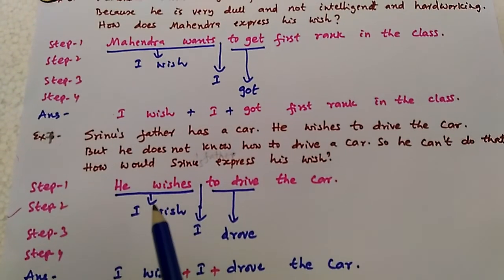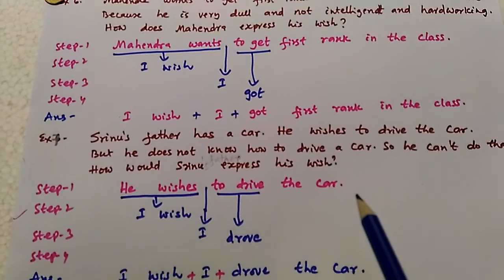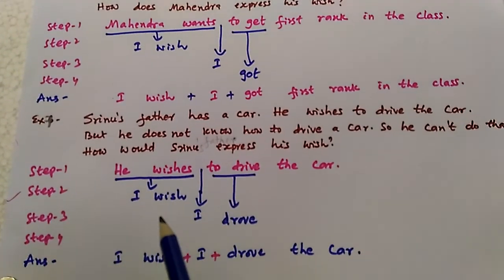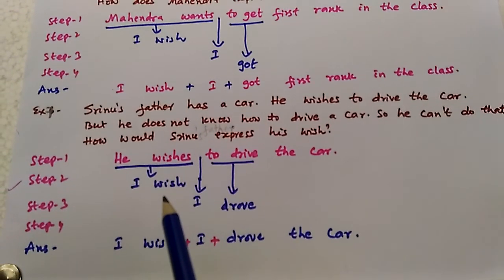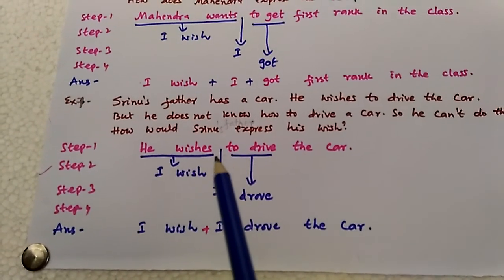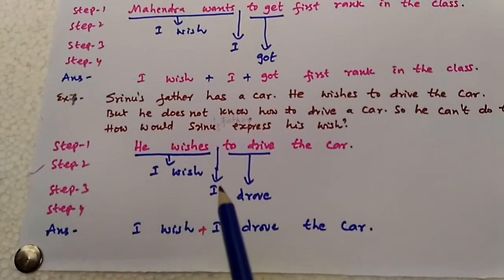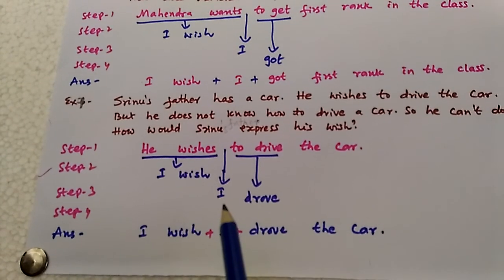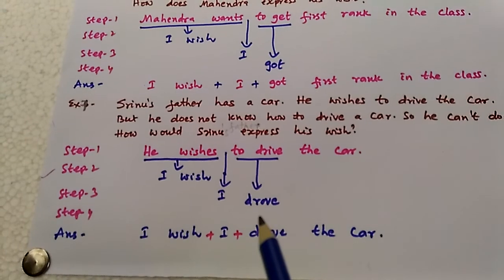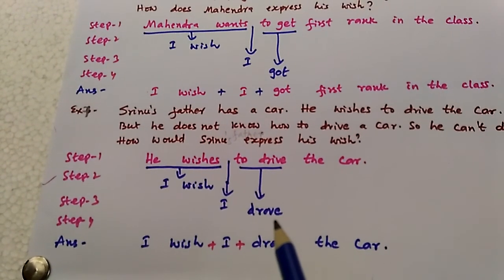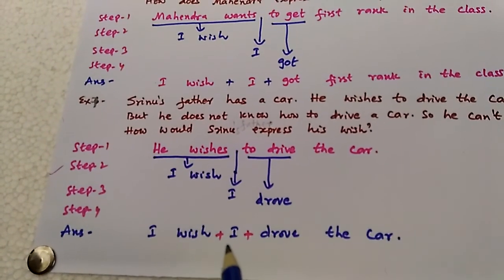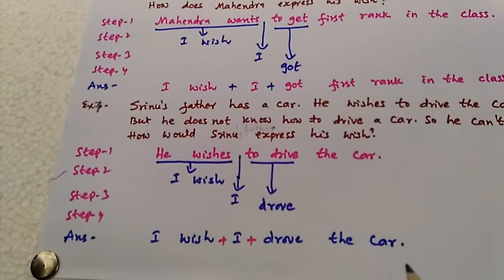Step 1. Wish carrying sentence. He wishes to drive the car. Step 2. We have to remove from he to wishes. There we have to write I wish. And then next step is that between wish and to there is no subject. So we have written I as subject here. And then 2 plus infinitive is removed and there we have written verb 2. So drove is written. By doing so, we get the answer I wish I drove the car.